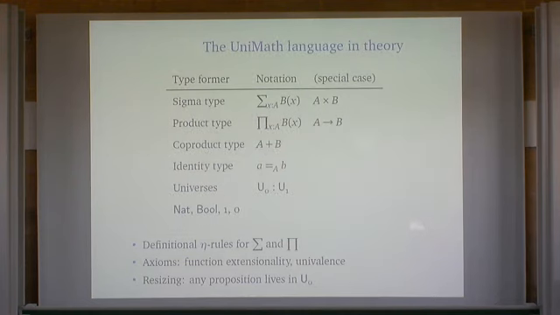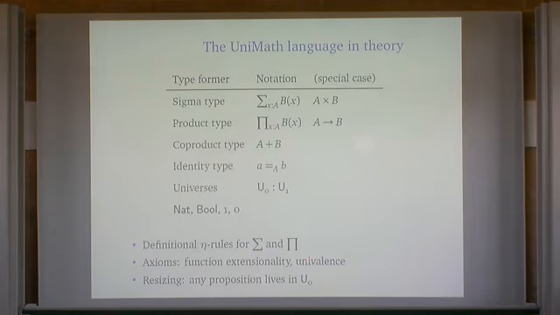So this is, let's say, an idealized version of the type theory that we're working in. We have sigma types, product types, coproduct types, identity types, two universes, and a few base types. In particular, we're using the eta rules for both sigma and pi. And we have two axioms that we're using.